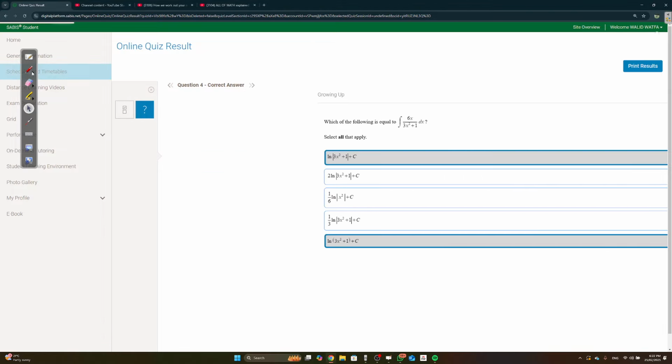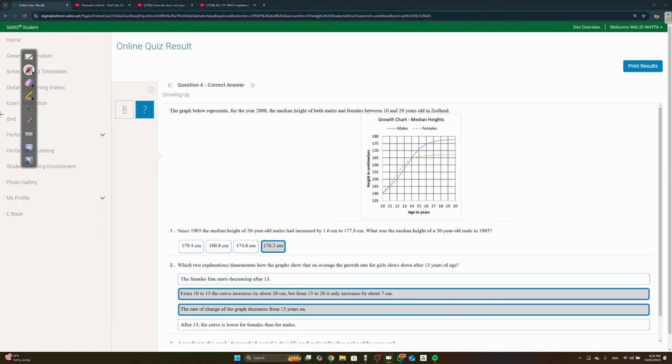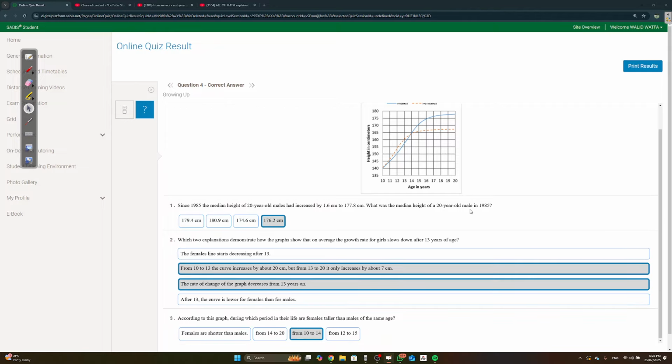Question 4. Okay, PISA. The graph below represents for the year 2000 the median height of both males and females between 10 and 20 years old in Zland. Since 1985, the median height of 20-year-old males had increased by 1.6 centimeters to 177.8. So how much was the median in 1985?